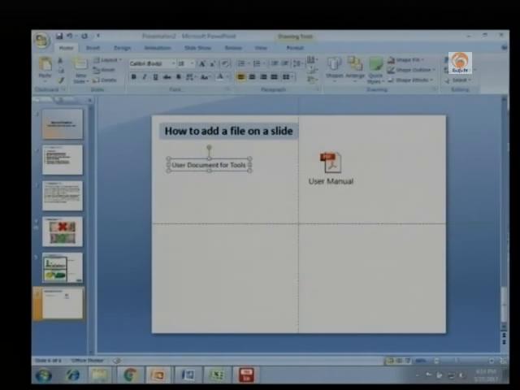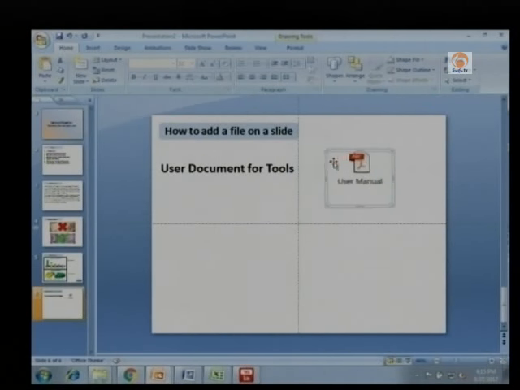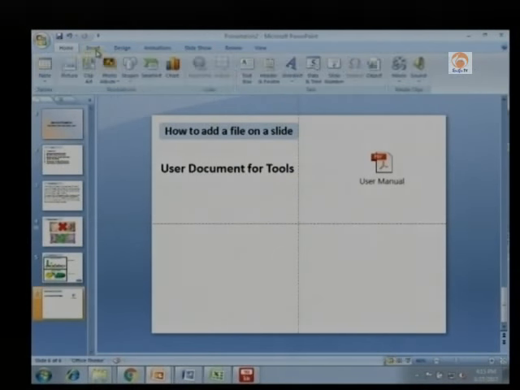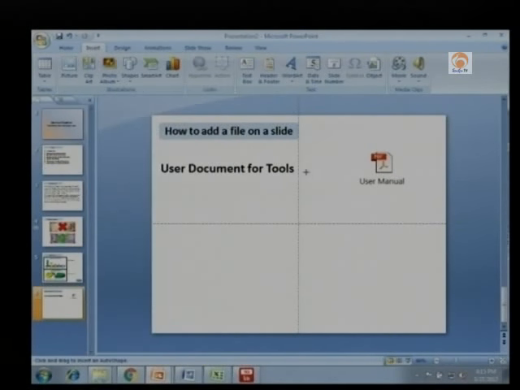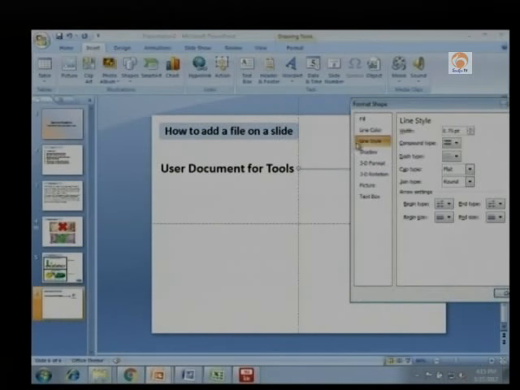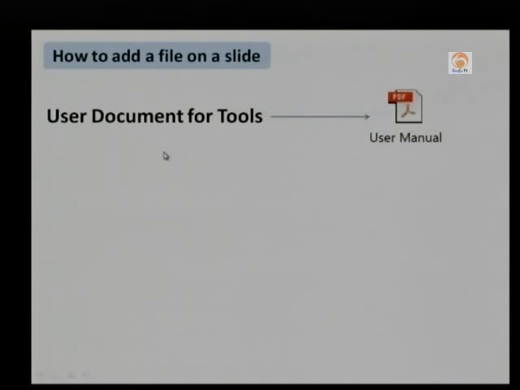User documents for tools. I can add an arrow if I want. How do I add an arrow? Basically I go to insert, shapes, and you have an arrow here. I want to change the style of the arrow. I want to increase the width. Okay. Now the point to be noted is, when I go to the slideshow mode, I cannot open this file.